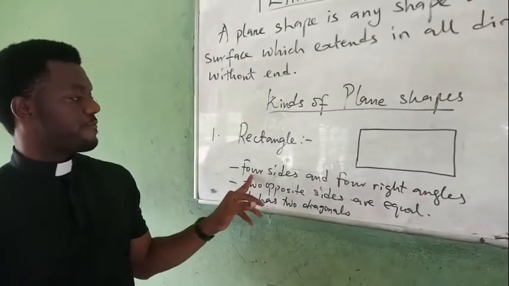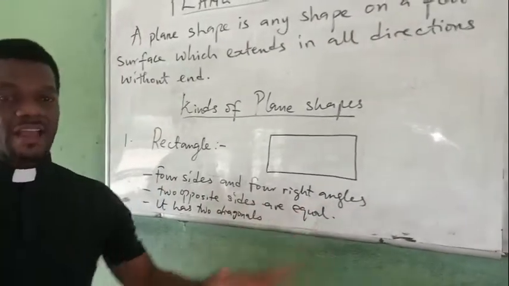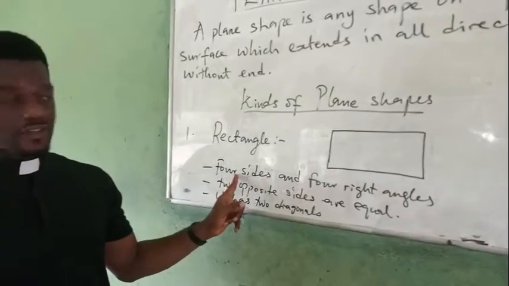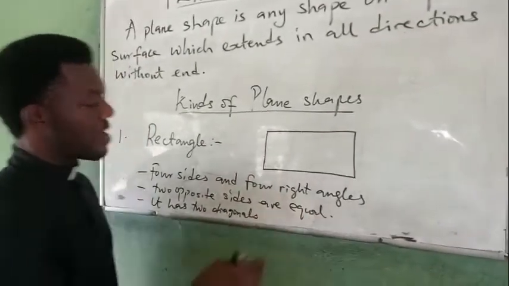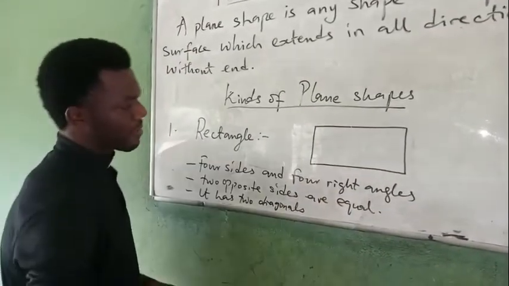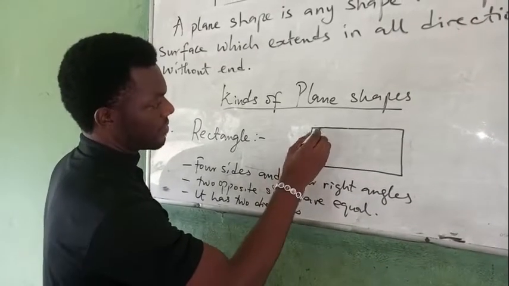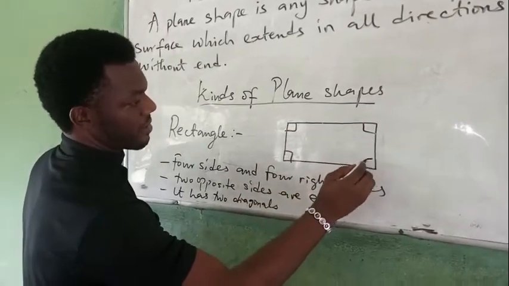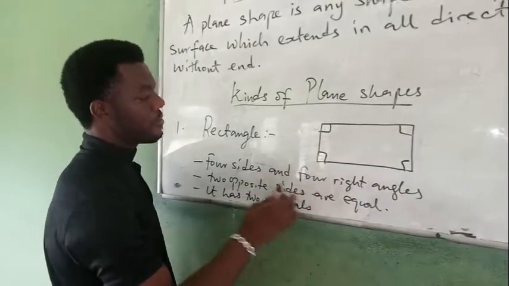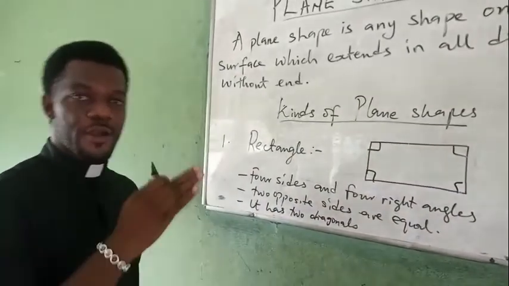First, it has 4 sides and 4 right angles. A rectangle has 4 sides, 1, 2, 3, 4, and 4 right angles. A right angle is this, here, here, here. This is a right angle. So 4 sides and 4 right angles.